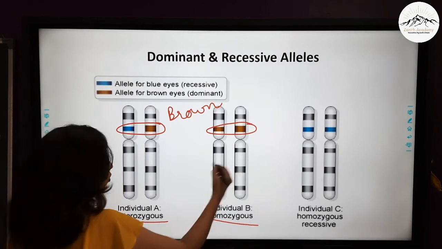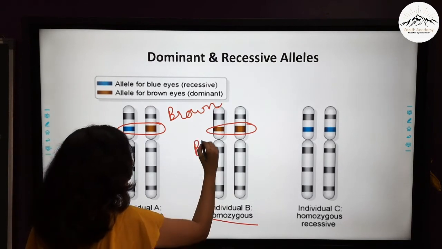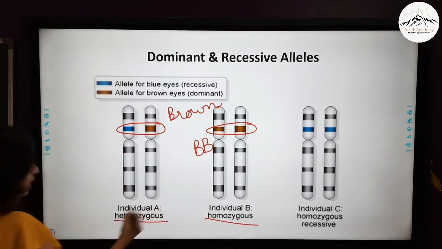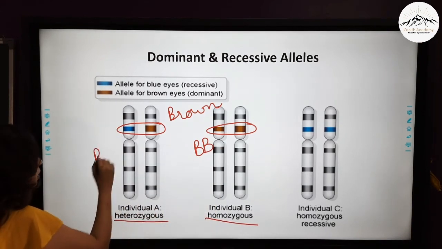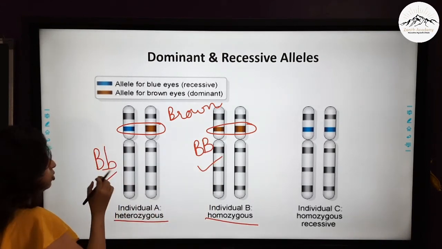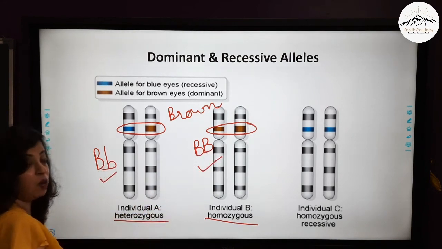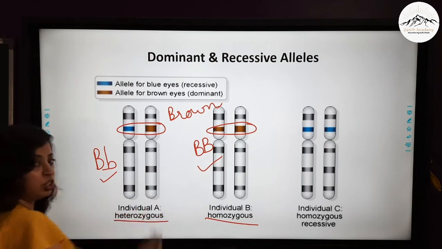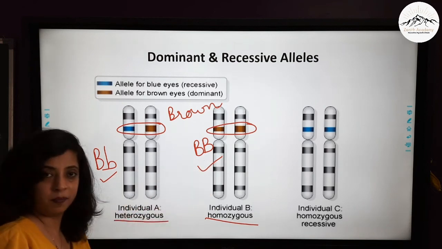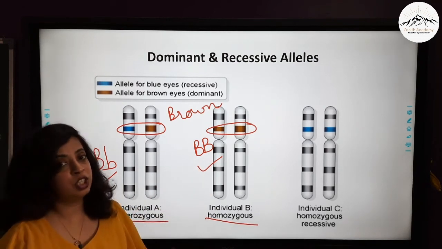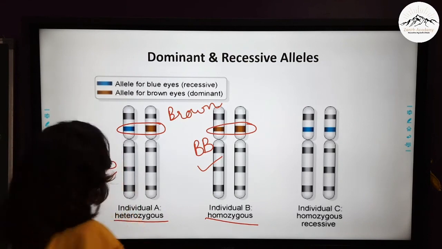What was homozygous dominant? Capital B, capital B. What was heterozygous dominant? Capital B, small b. So these two are the genotypes, that is the genetic constitution. And what is the phenotype of these two genotypes? Brown color. I hope you have understood genotype and phenotype very well.